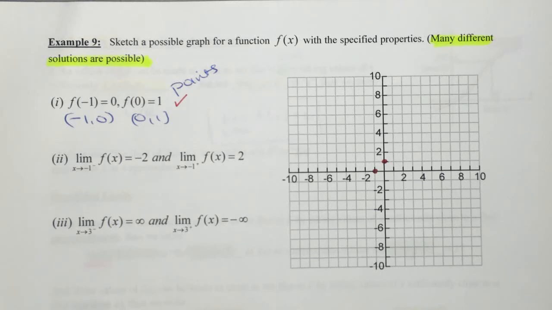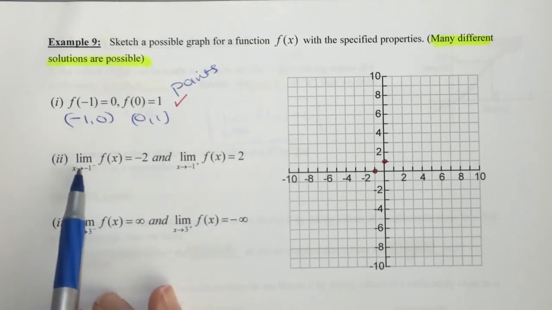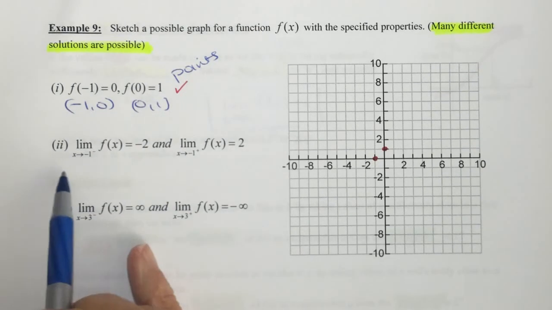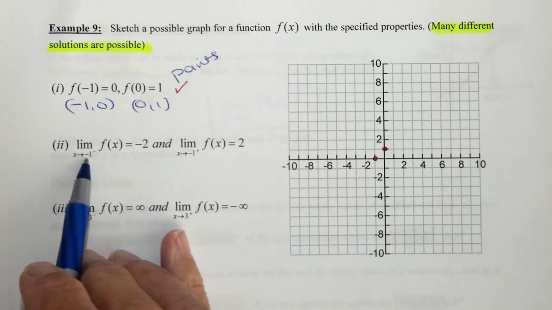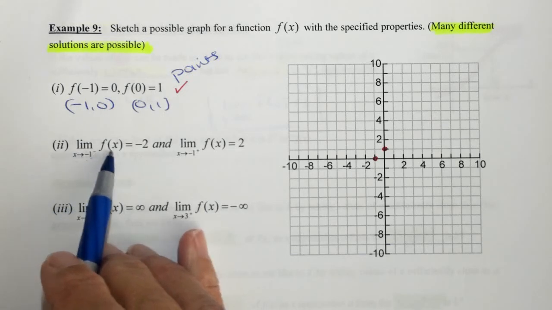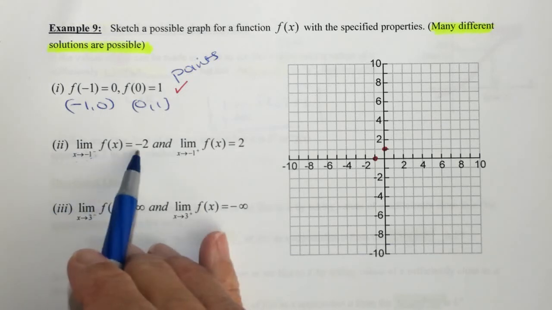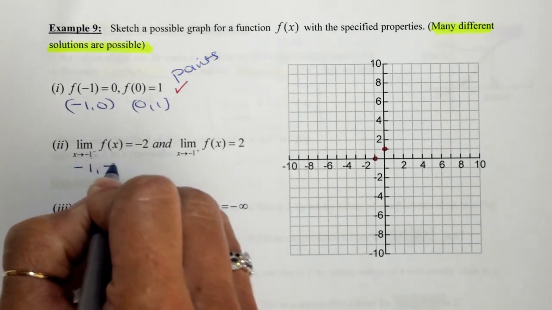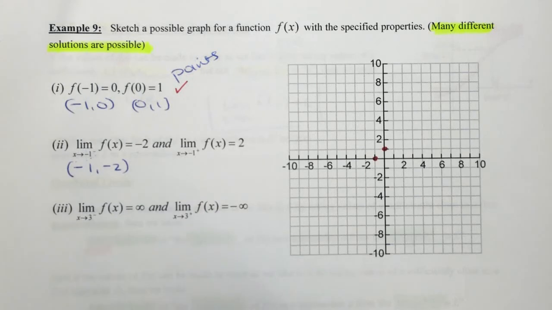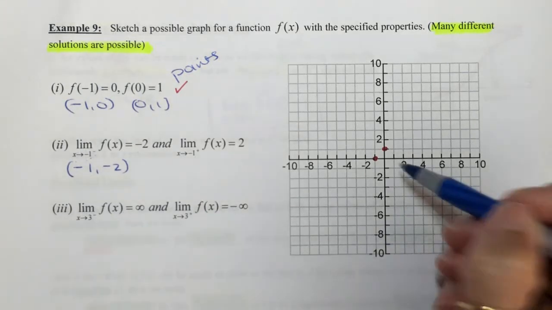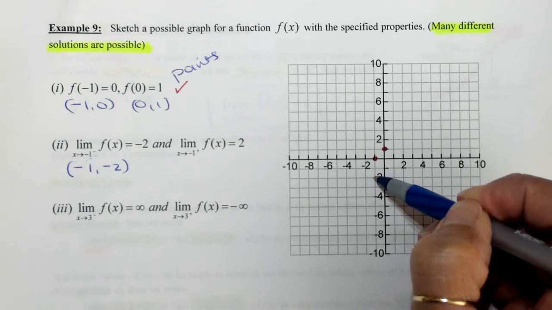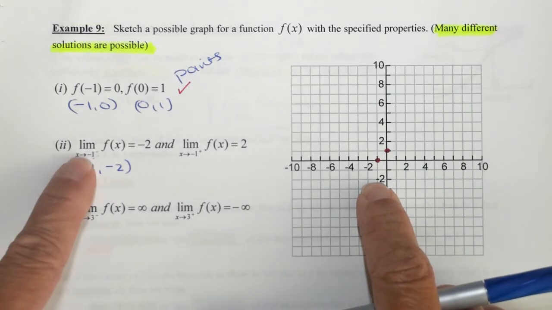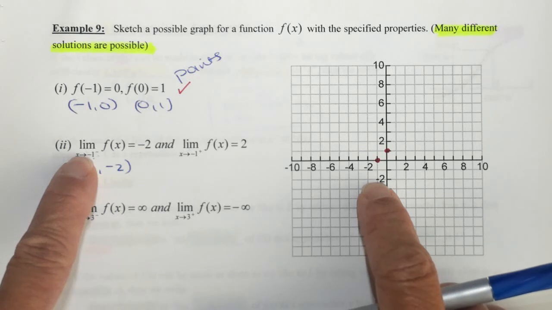Okay, so now what we need to look at is these pieces and make sure we get everything good. So we've got the limit as x approaches negative 1 from the left of this given function, whatever we're drawing, is equal to negative 2. So essentially what I have is a point negative 1, negative 2. I do know that this is a limit, so I'm going to have to draw part of my graph.